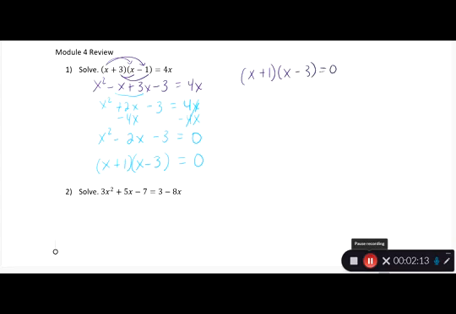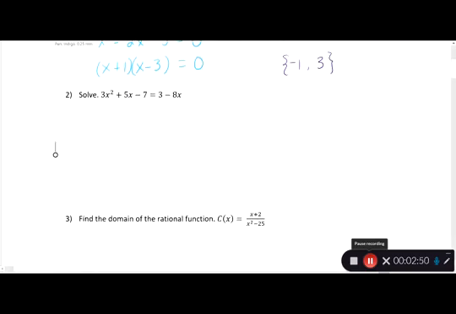And the zero product property says that in order for something times something else to be equal to 0, either the first thing must be equal to 0 or the second thing must be equal to 0, right? So either the first factor or the second factor must be equal to 0, and then you solve. So x is equal to negative 1 or x is equal to 3. It's a set that contains negative 1 and 3, right?